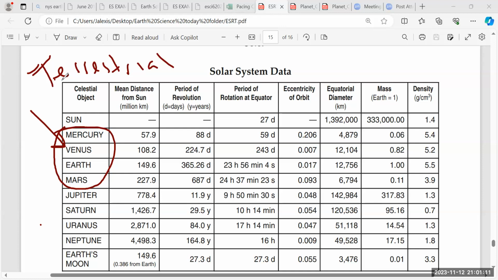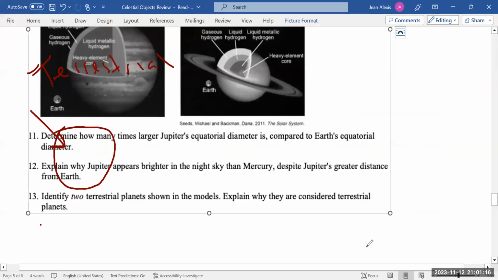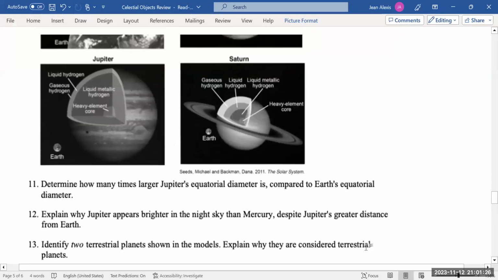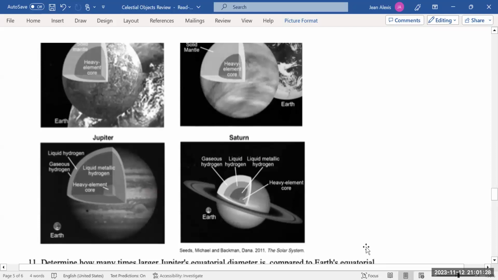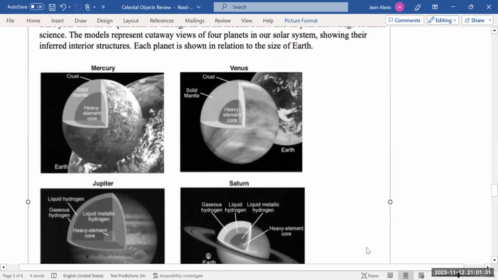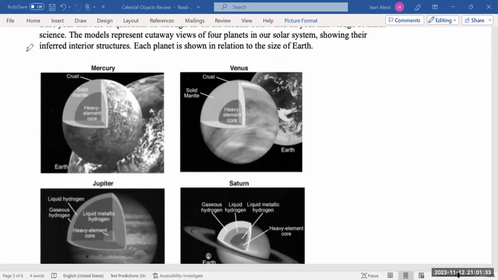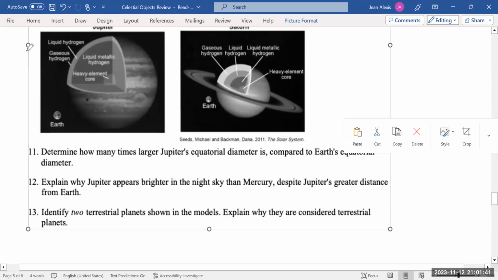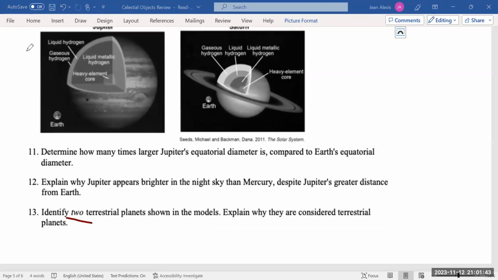Now, keep in mind, when we go back to the problem, it mentioned that they only want to identify 2 terrestrial planets shown in the model, all right? So even though we identified Mercury, Venus, Earth, and Mars, you cannot write Mars as an answer, because the question only asks, this is why we got to make sure to read. The question only asks, identify 2 terrestrial planets shown in the models.